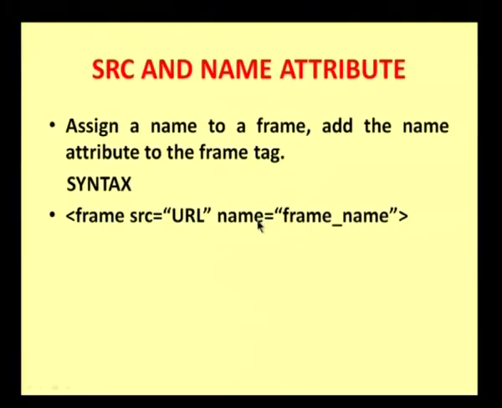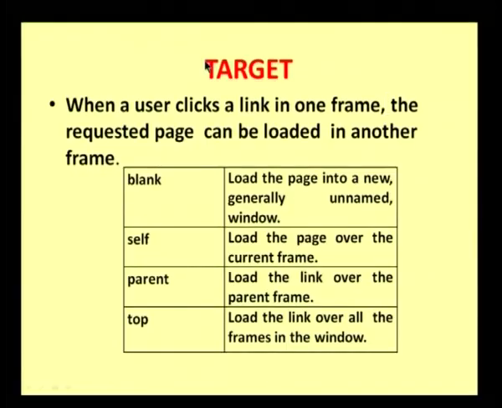To identify a particular frame, or to give an identifier for it, we can give the name of the frame. This frame name specifies in which frame the hyperlink should be opened, or we can specify which frame the hyperlink should be displayed in by using the inbuilt attribute of frame called target.